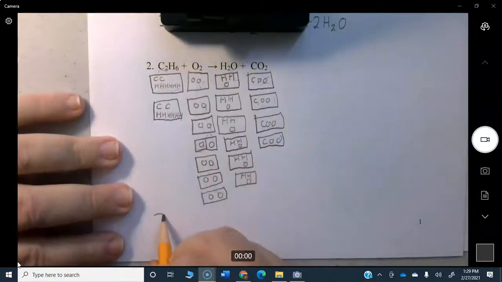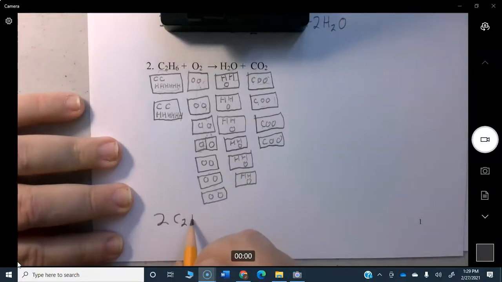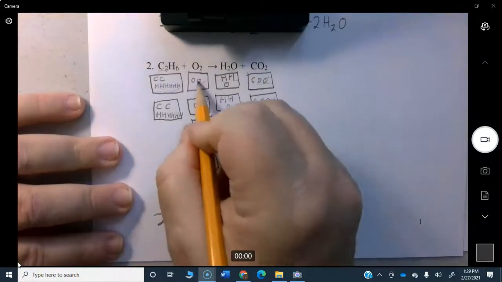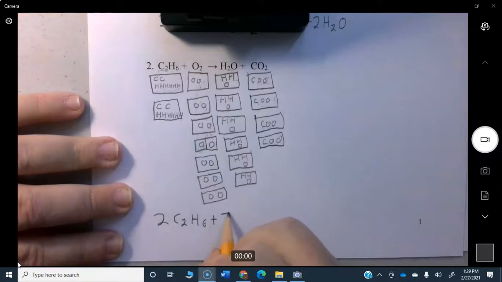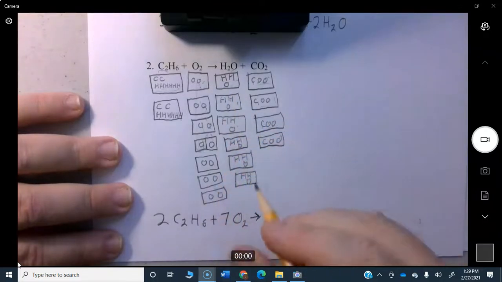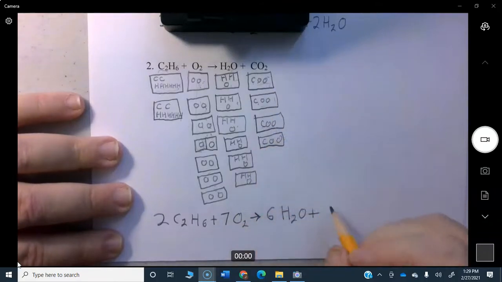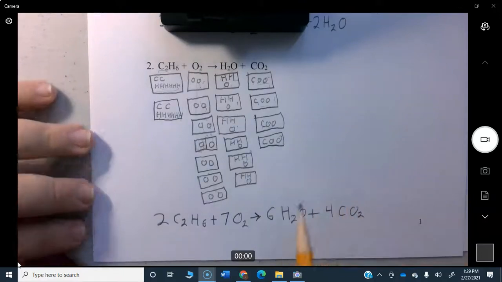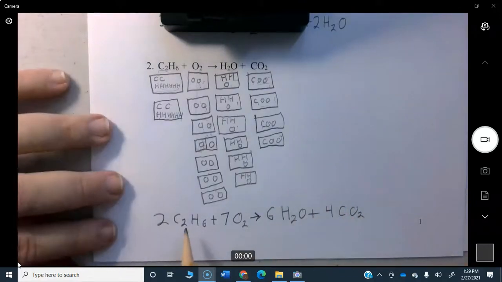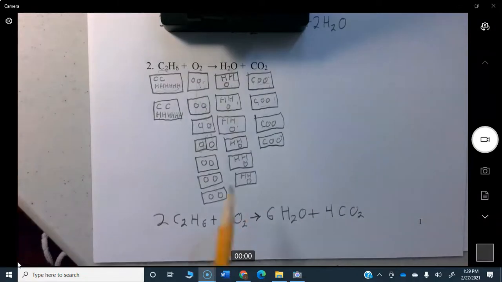So what I end up with here is 2 of these, 7 of these, 1, 2, 3, 4, 5, 6 of these, and 1, 2, 3, 4 CO2s. And everything's in balance. Same number of atoms of each element on the left as on the right. Okay, that's what we just verified by counting them there.